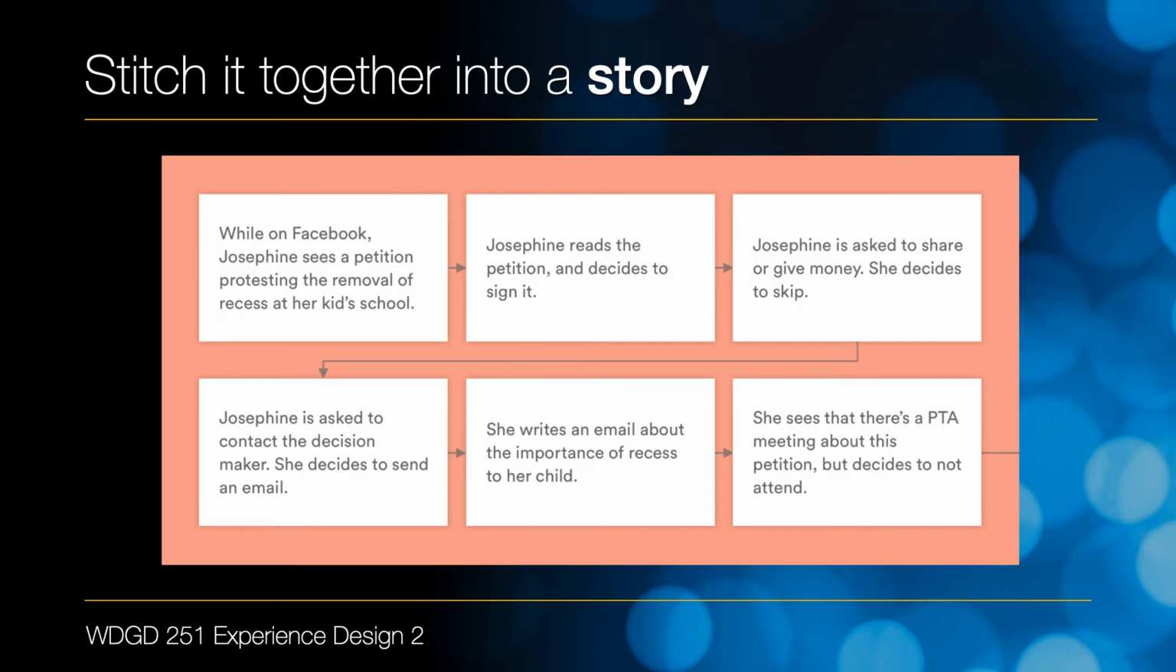I think I have an example here. While on Facebook, Josephine sees a petition protesting the removal of recess at her kid's school. Josephine reads the petition and decides to sign it. Josephine is asked to share or give money. She decides to skip. Josephine is asked to contact the decision maker. She decides to send an email.